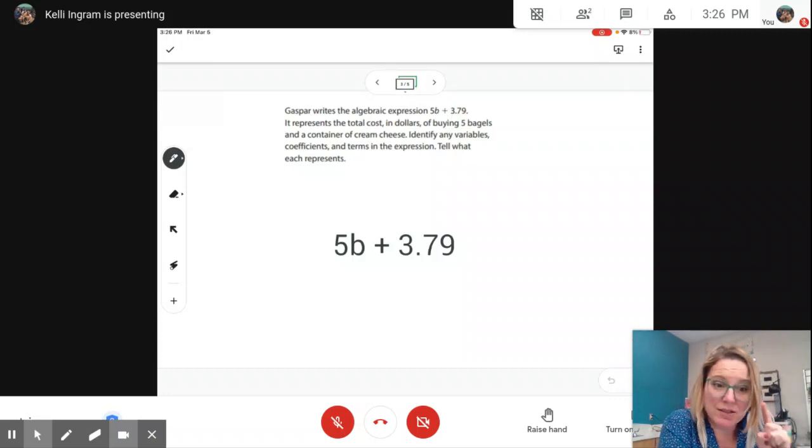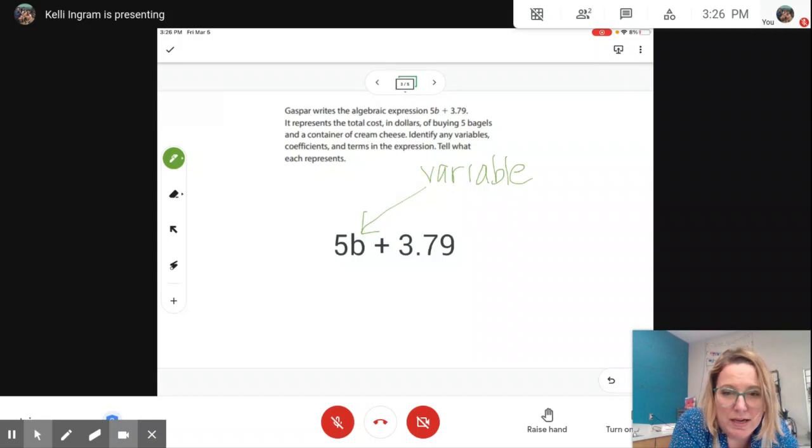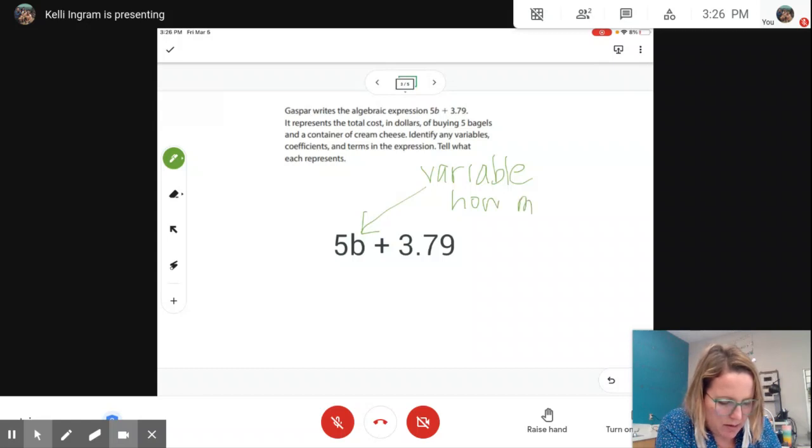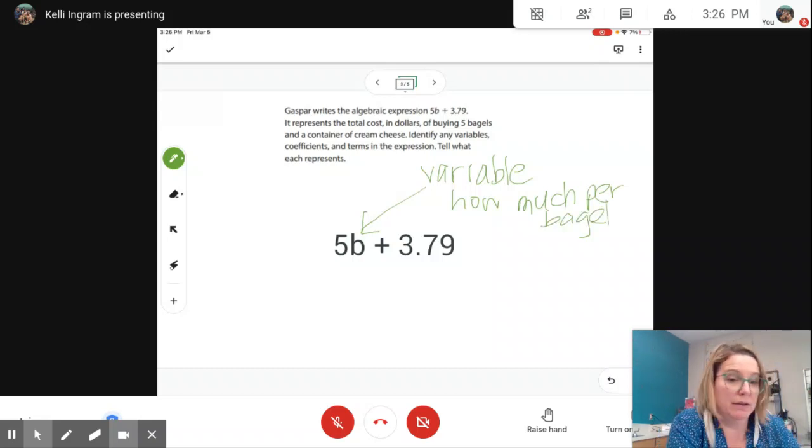All right, so we talked about variables earlier. Here, my variable is right there. A variable is just a letter that we're using to stand for an unknown quantity. In this case, the unknown quantity is how much does the bagel cost? So how much per bagel? We don't know if it's $1 per bagel or it's like some fancy bagel shop and it's like $3 per bagel. We don't know that, right?